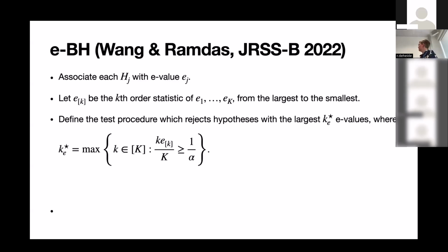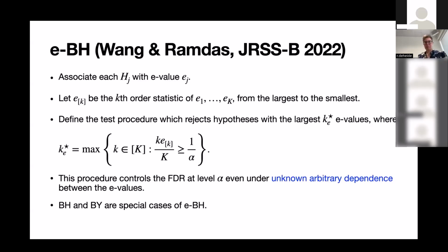But the interesting part about this, because this is somehow just inverting the standard BH procedure, is that the standard BH requires a complicated assumption on the structure of the p-values, PRDS, positive regression dependence on a subset. The proof is very different for e-values, and the nice thing is that you don't require this assumption. So this EBH procedure controls the FDR at level alpha, even under unknown and arbitrary dependence between the e-values. So that's nice. And you can show that BH and BY are special cases of EBH.